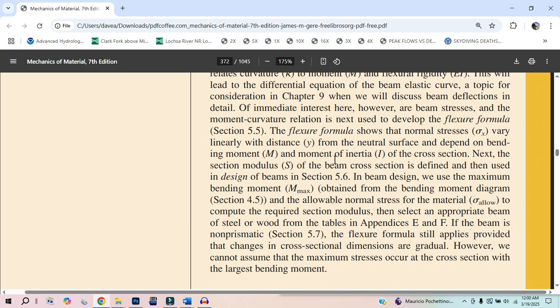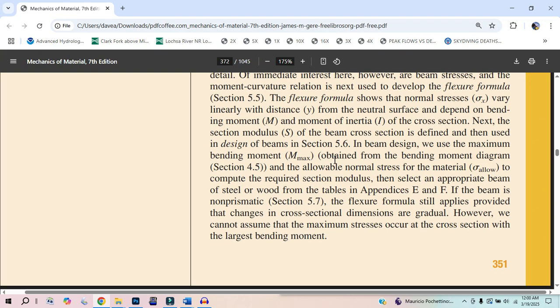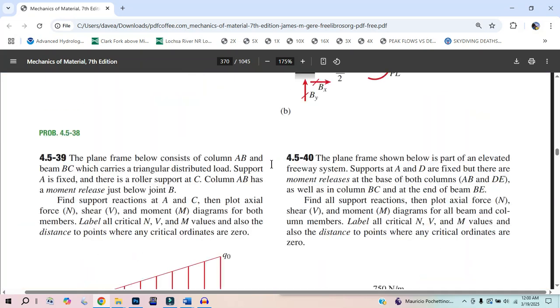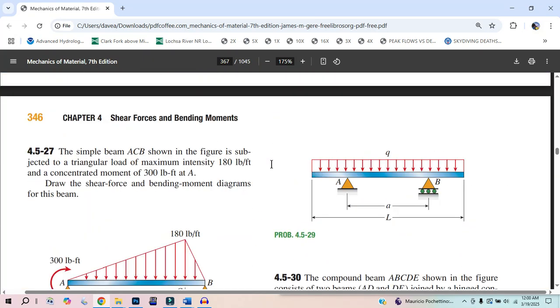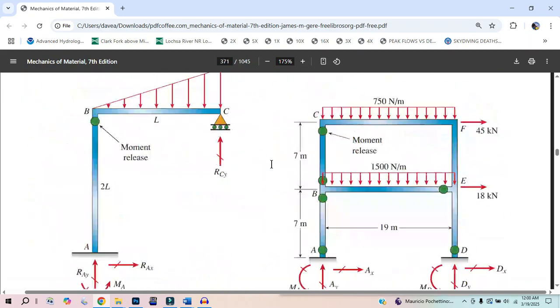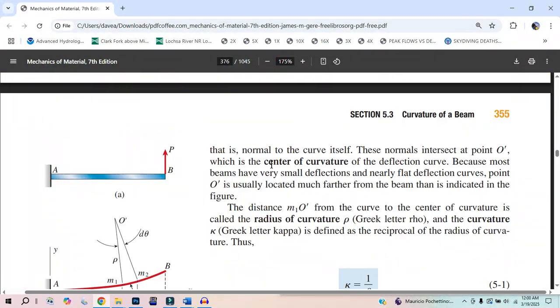Okay, so in beam design, we use the maximum bending moment obtained from the bending moment diagram in section 4.5. Definitely, we'll go over that, because that's the issue with engineering and physics and everything. We're going the wrong direction. Everything just plays in on itself.